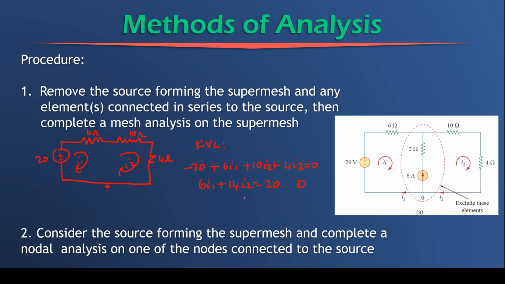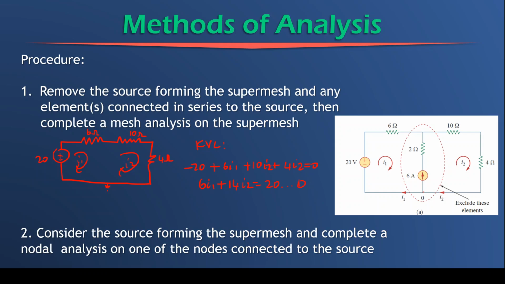The second step says, consider the source forming the supermesh and complete a nodal analysis in one of the nodes connected to the source. So what is the source forming the supermesh? That would be the 6 amp source. So we now need to do a current analysis, KCL, at either node of where the source is connected.